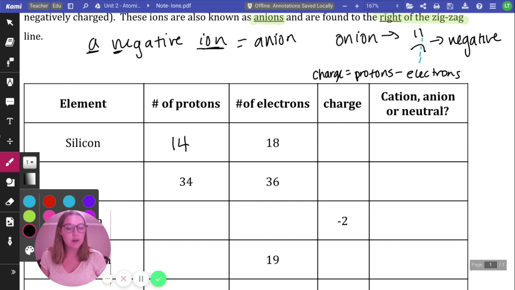Okay, I can already see that I have 18 electrons and 14 protons. So I can tell it's going to be negative because we have more electrons. But if I plug it into my equation, 14 minus 18, that gives me a charge of -4. So that tells me that silicon is an anion.